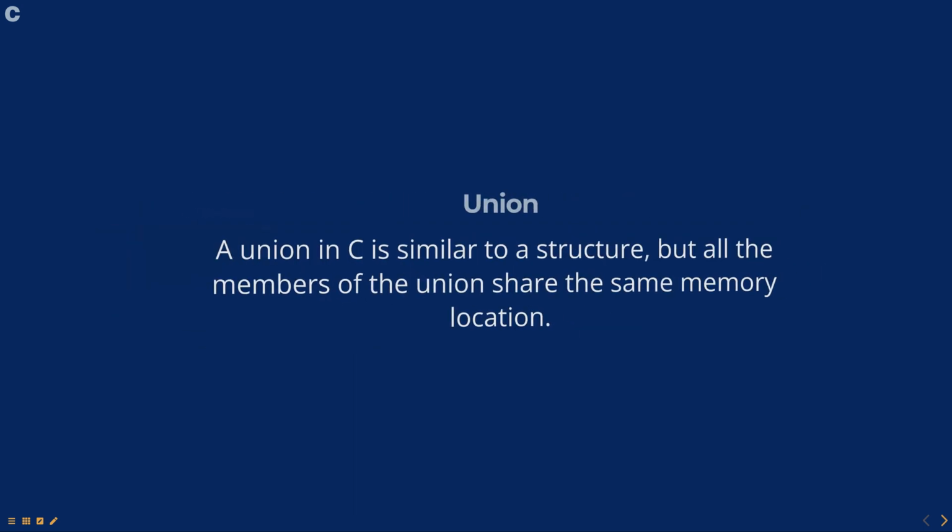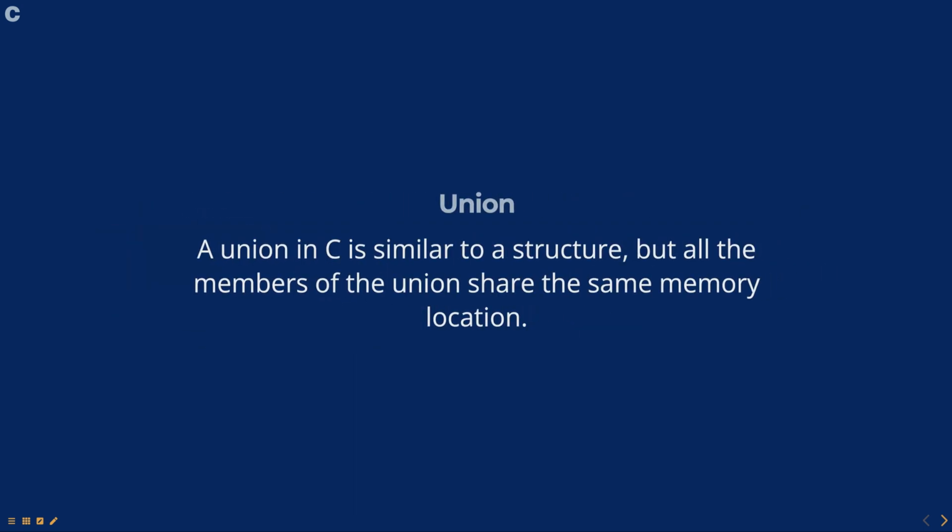A union in C is similar to a structure, but all the members of the union share the same memory location. The size of a union variable is equal to the size of its largest member.